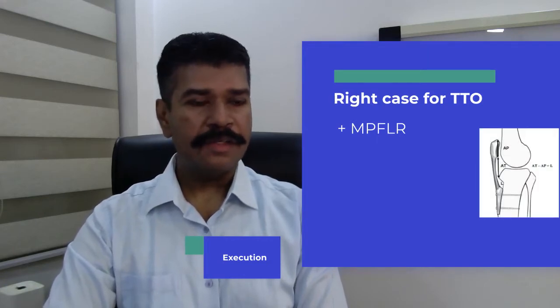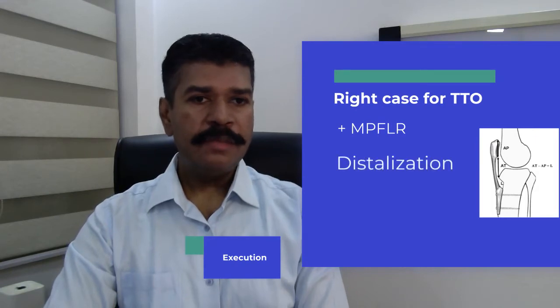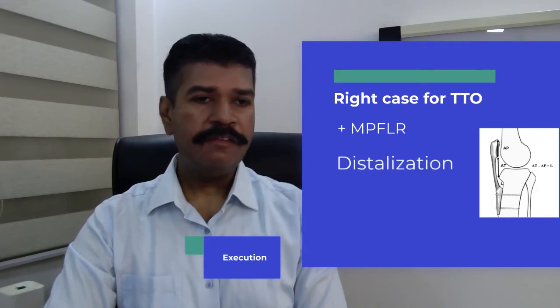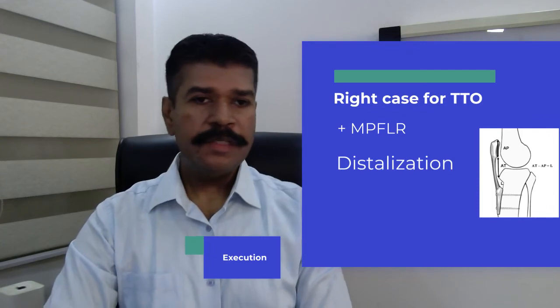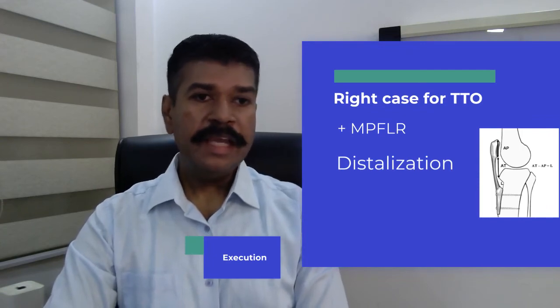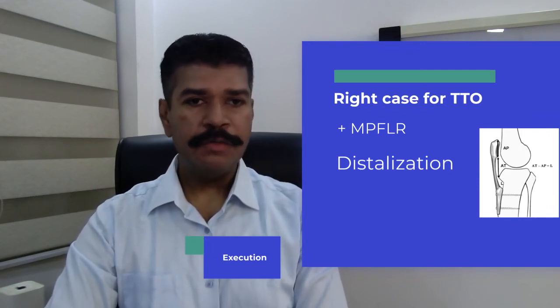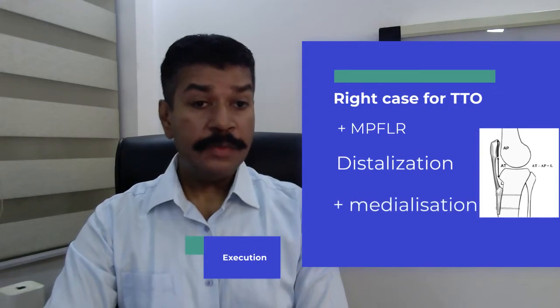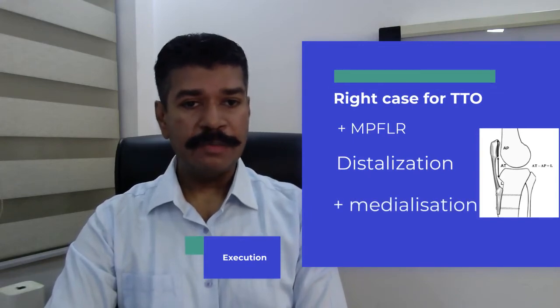Now there are two kinds of tibial tubercle osteotomy. In case of patella alta, you could simply do a distalization. The aim is to make the Caton-Deschamps ratio 1. And you could do a medialization osteotomy as well.